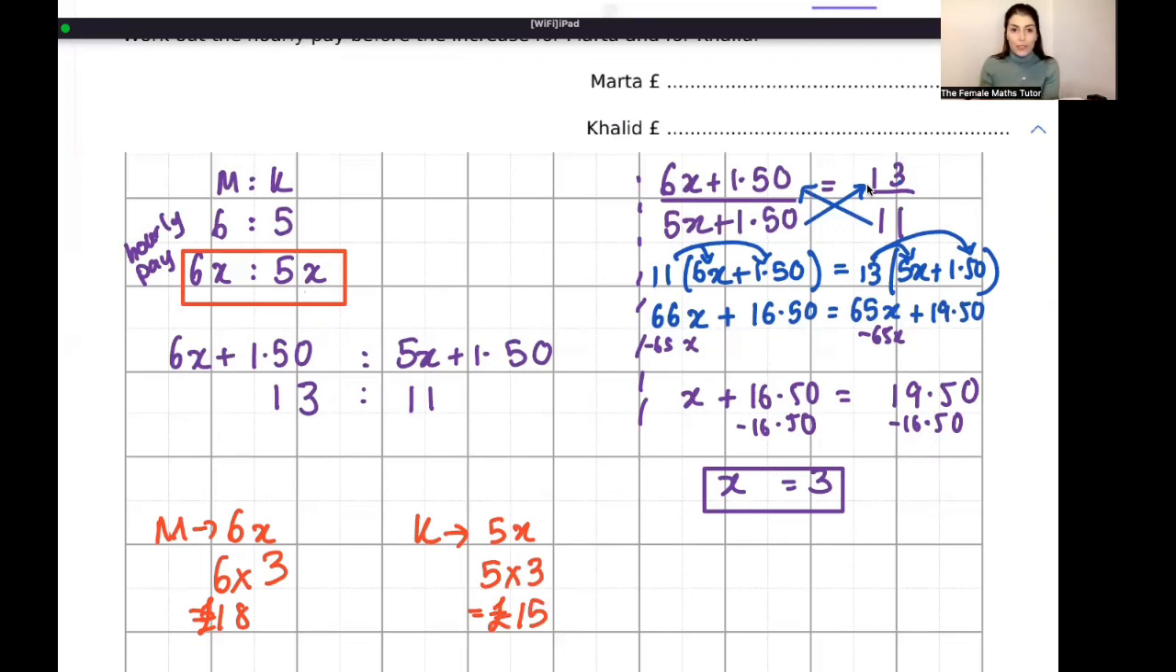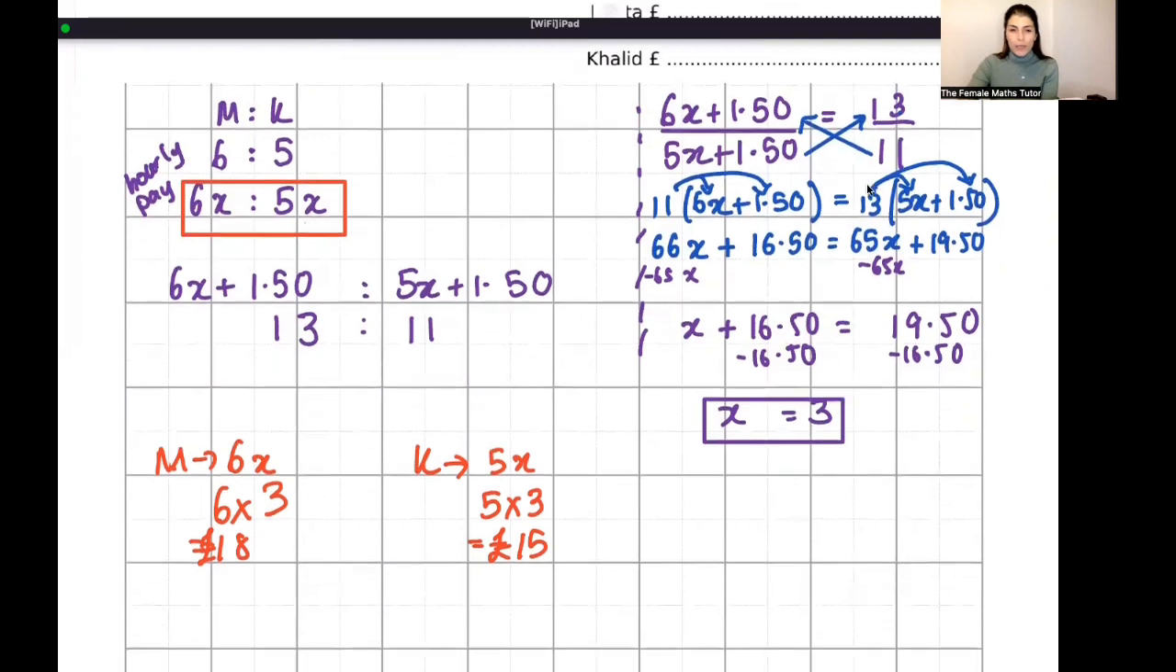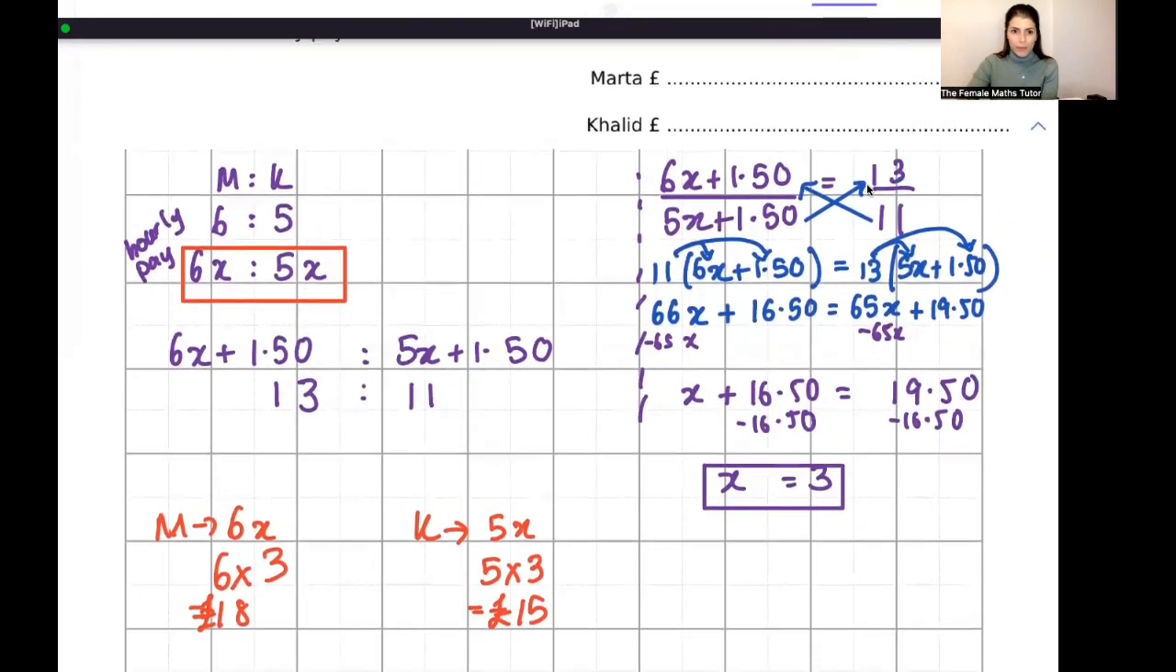Okay, any questions on this, write in the chat now or save till the end. I've got one more question I wanted to do with you, a question that many students got wrong. It was quite unique to other ratio questions that have come up.